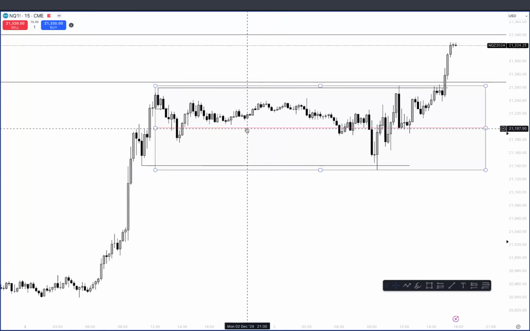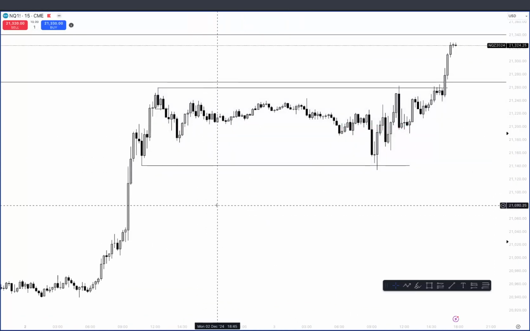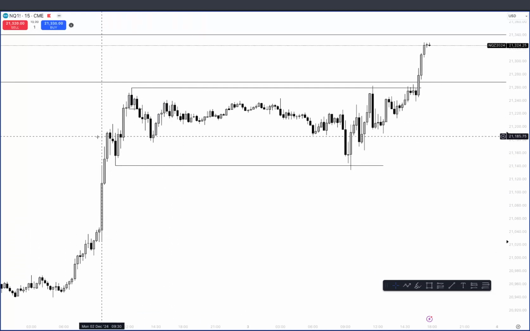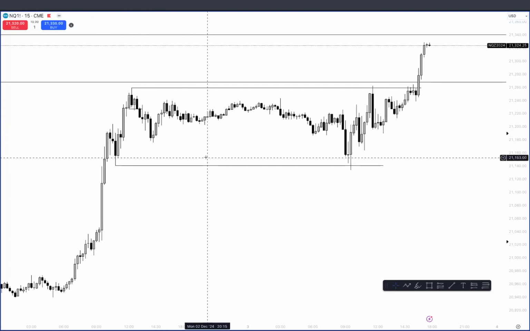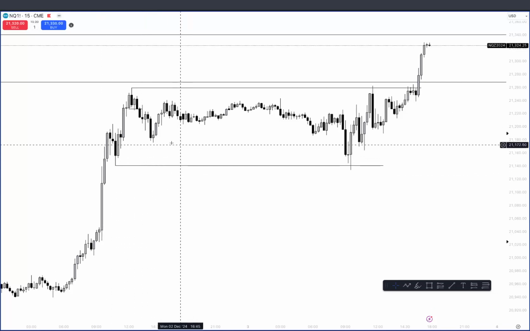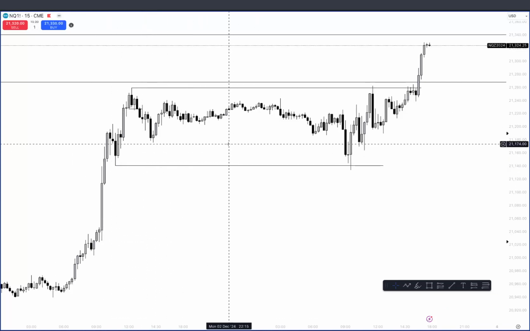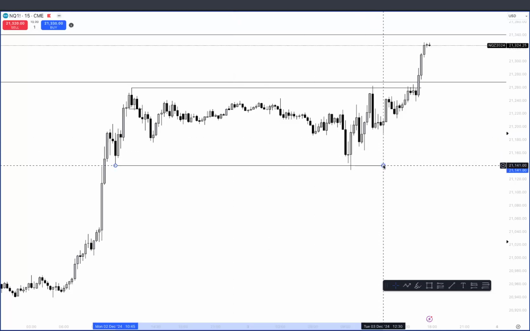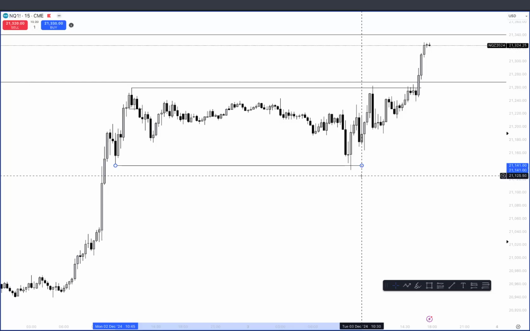So sweeping it out, this is not a valid pullback, so therefore this is not a valid structural swing. So therefore this is what I call an NSL. NSH, NSL, those are non-structural highs, non-structural lows. Non-structural highs and lows are always low-hanging fruit in my book for liquidity.